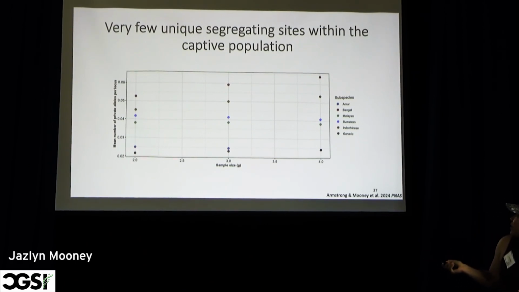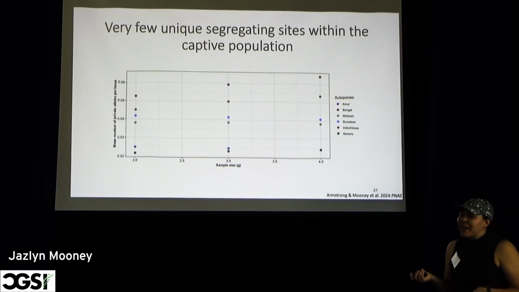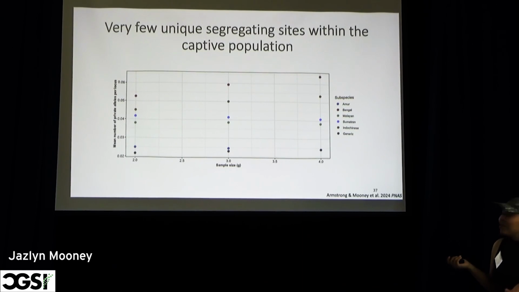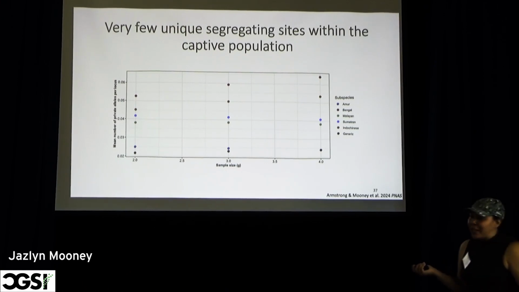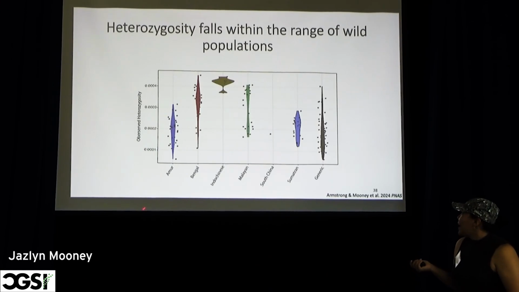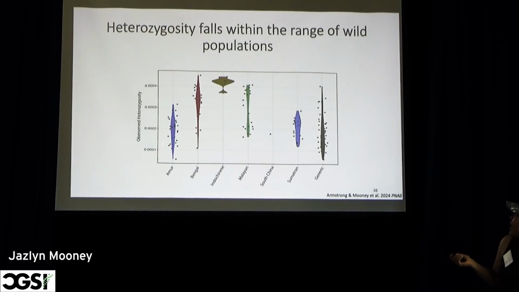What I want to draw your eye to is this. So these are the captive tigers. There's like no new alleles in there. Basically what you're seeing in the captives is coming from the wild population. In fact, like 90% of the variants that we see in the captives are shared with a wild population too. So nothing new. And if we look at heterozygosity, they're also on par with wild populations.